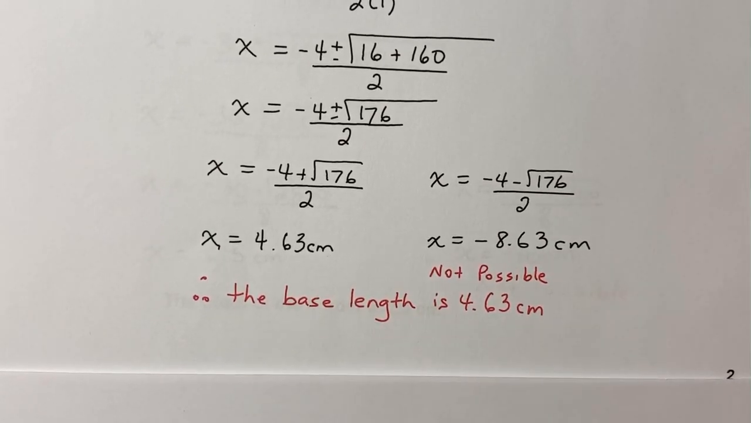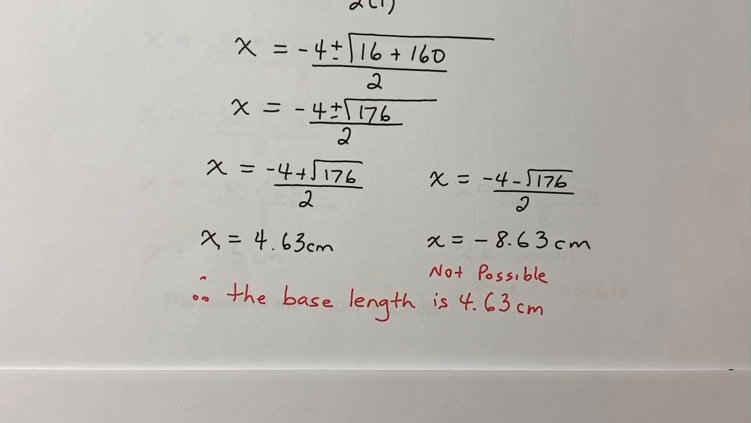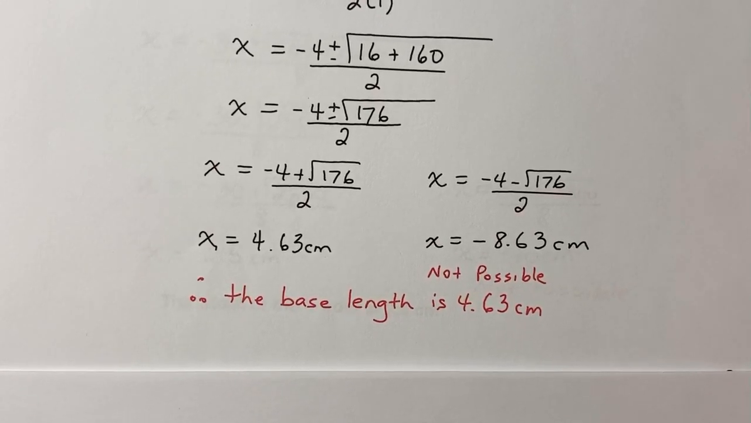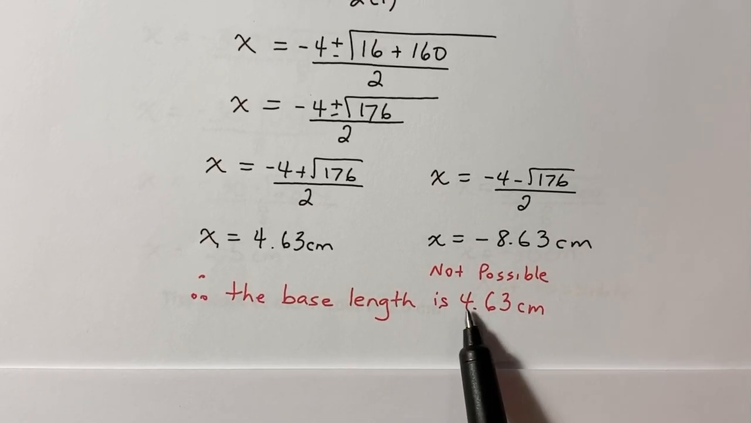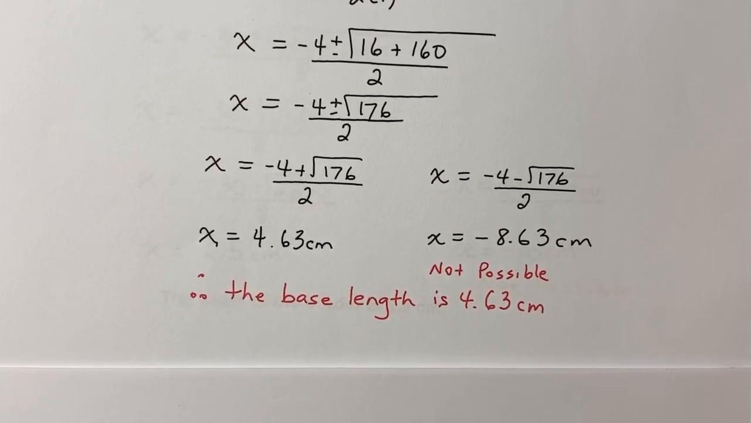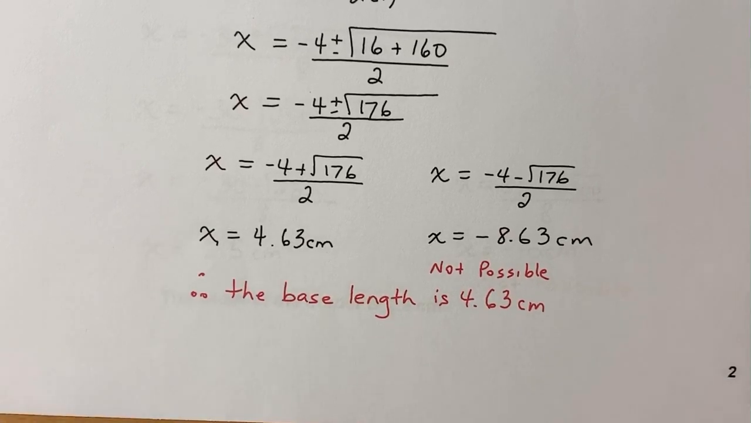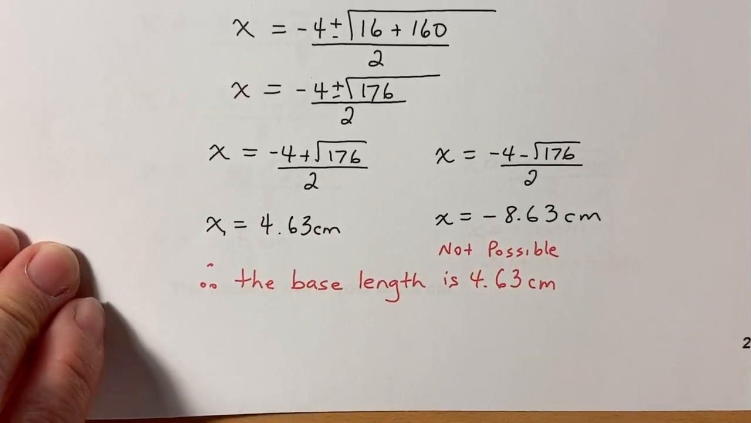Don't forget your units. This question did not ask me for the height, so I don't need to do that. But if it did ask me for the height, then I would just add 4 to 4.63 and I would get 8.63. But because it wasn't asked, it's not necessary to answer.